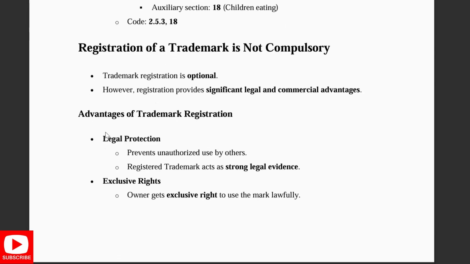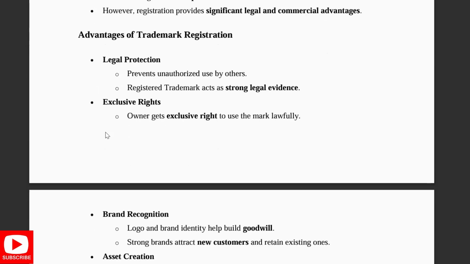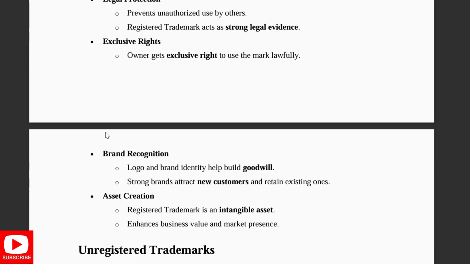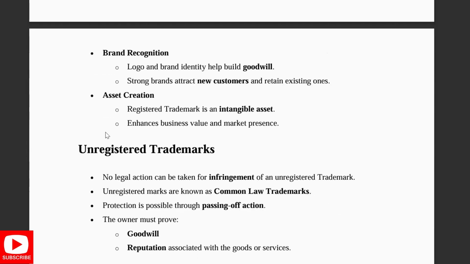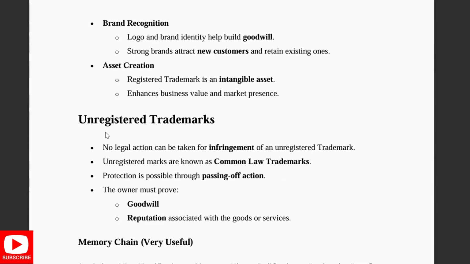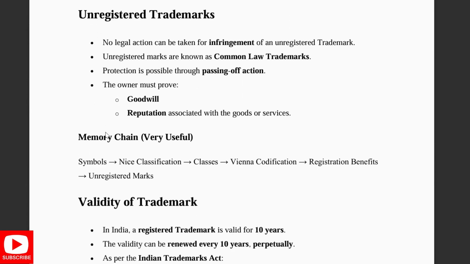Next, registration of the trademark is not compulsory. It is completely optional, but it provides significant legal and commercial advantages. What are the advantages? We get legal protection that prevents unauthorized use, and exclusive rights, which only owners get. Then brand recognition: a logo and a brand identity help you build goodwill, and strong brands attract new customers. Then asset creation: it is an intangible asset. For unregistered trademarks, no legal action can be taken for infringement of an unregistered trademark.